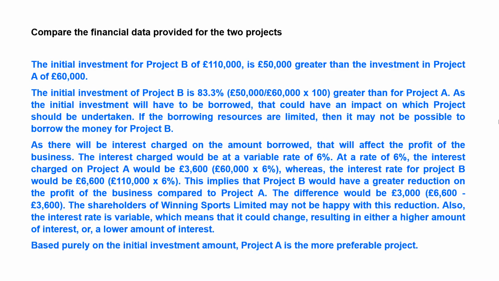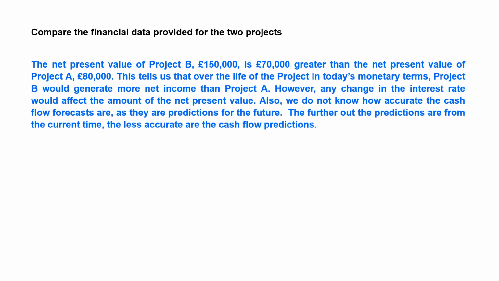So based purely on the initial investment amount, Project A is the more preferable project because of a smaller amount. Now we come to the net present value. The net present value of Project B of £150,000 is £70,000 greater than the net present value of Project A of £80,000. This tells us that over the life of the project in today's monetary terms, Project B would generate more net income than Project A.